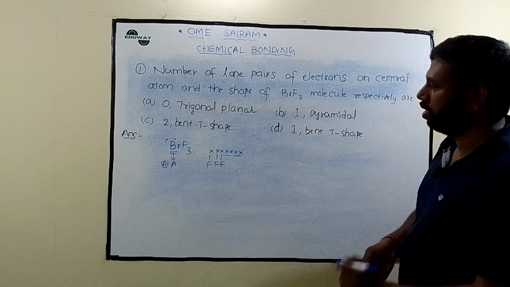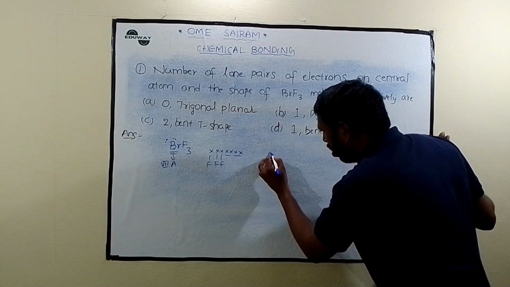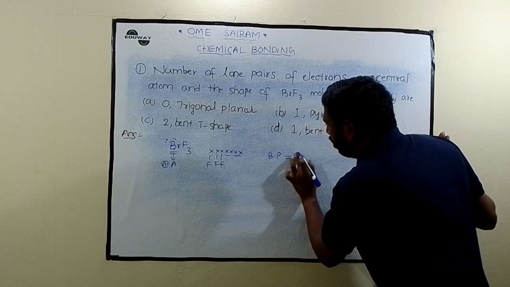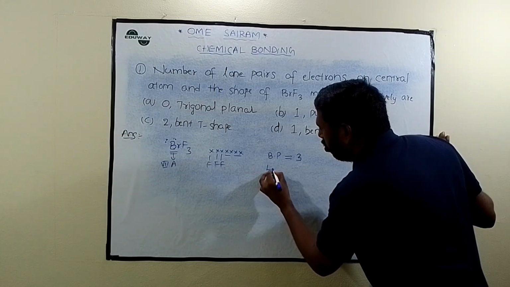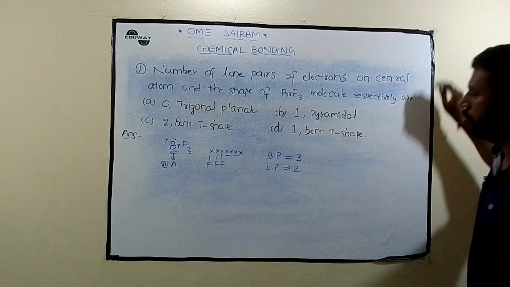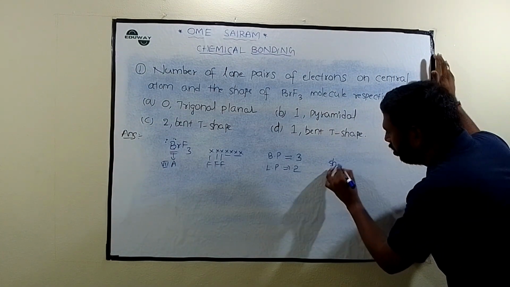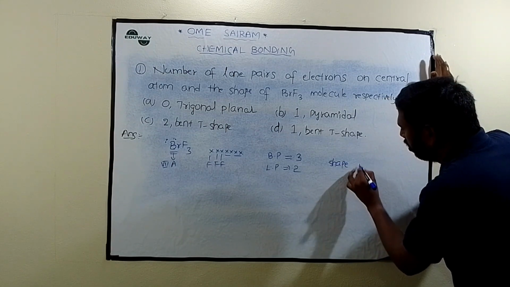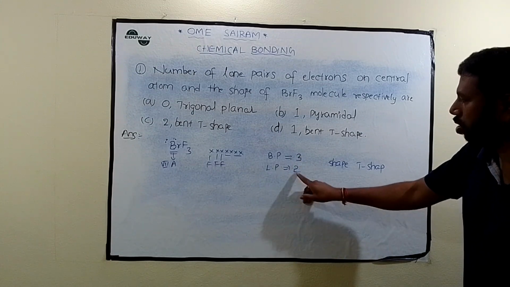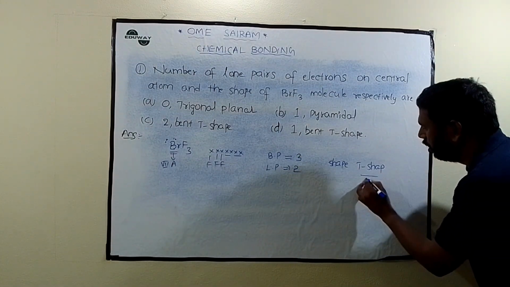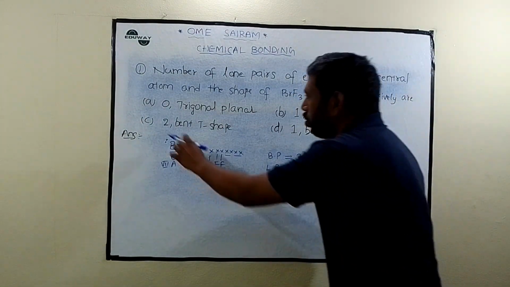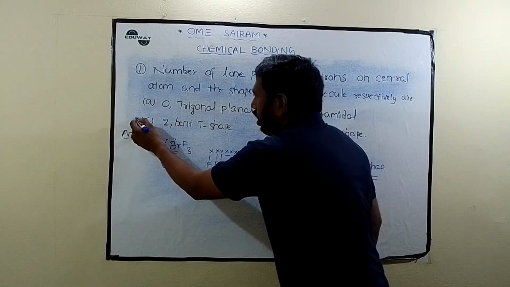Now the shape. How many bond pairs are there here? 3 bond pairs. And how many lone pairs are there? 2 lone pairs. 3 bond pairs and 2 lone pairs. If the molecule contains 3 bond pairs and 2 lone pairs, the shape will be T shape, that is bent T shape. So the answer is 2 lone pairs and bent T shape. Have you understood all?